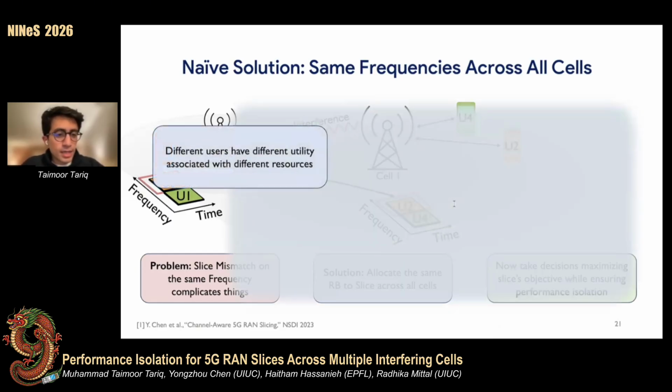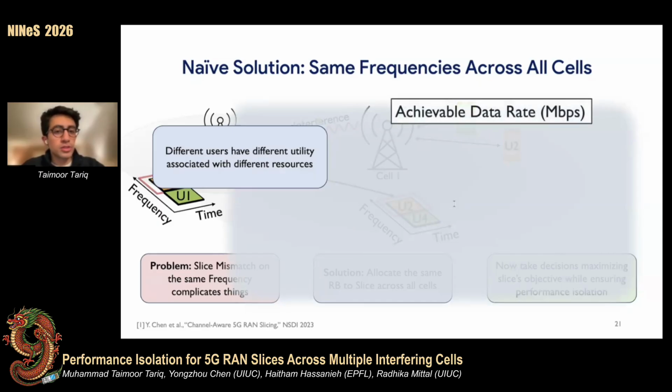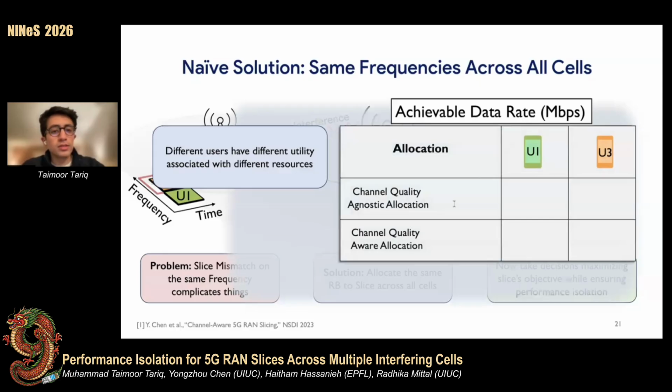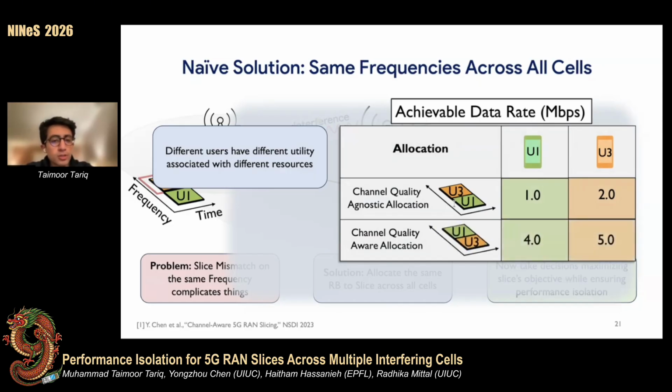But there's a slight hiccup with that, which is related to the channel quality variation in wireless networks. So in wireless networks, different users, based on channel propagation characteristics, can have different utility associated with different resources. So I'll illustrate this through a quick example. We can have a channel quality agnostic allocation where U3 and U1 are scheduled. U3 is scheduled on resource 1 and U1 is scheduled on resource 2. And this is the amount of data rate that they can achieve. And if we were to simply swap the allocations for the same users on those two frequencies, both of those users can do better. Everybody wins simply by being channel quality aware.